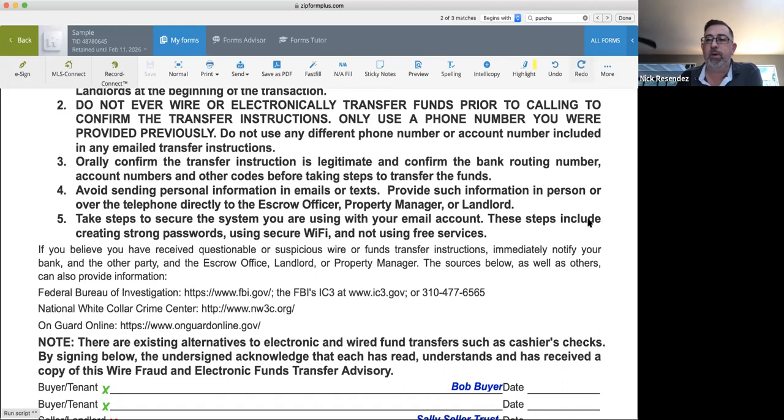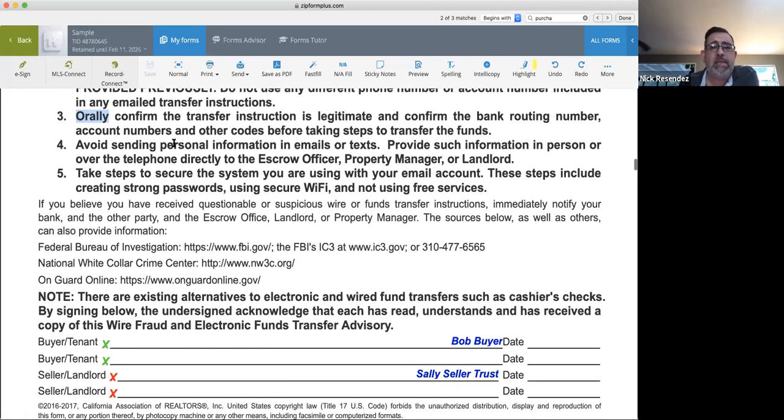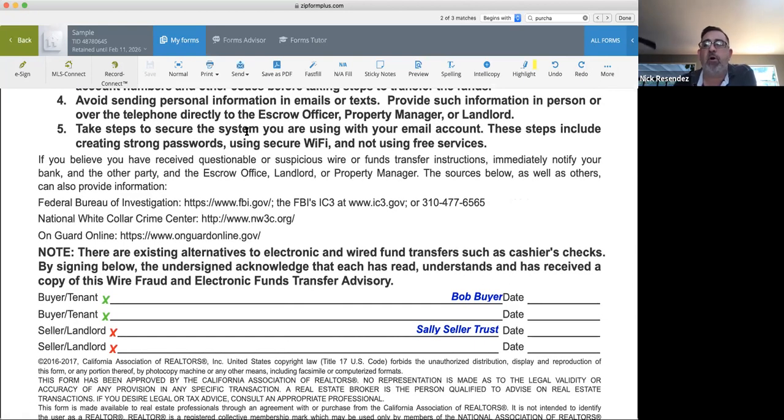prior to calling to confirm. I tell all my clients, do not send any money without picking up the phone and calling the person to verify the wire instructions, the routing number, and the bank account, right? Again, orally confirm. Don't send personal information by emails or texts. Make sure that you have all your passwords dialed in, okay? By the way, guys, make sure you are updating your passwords from time to time.